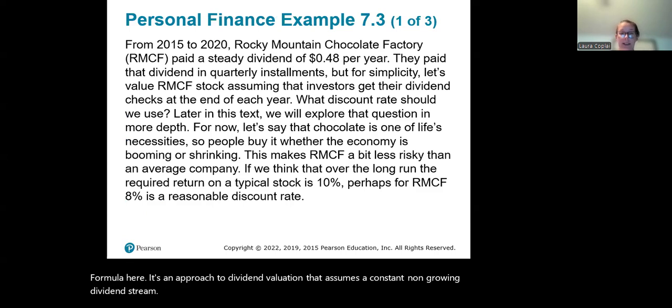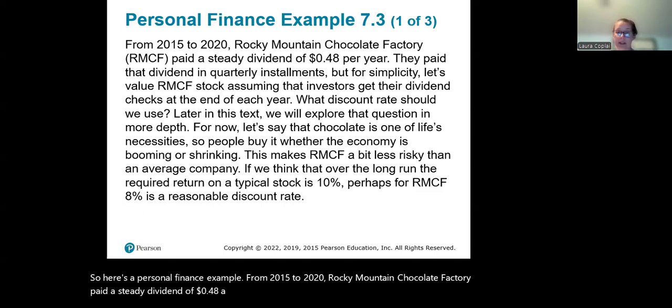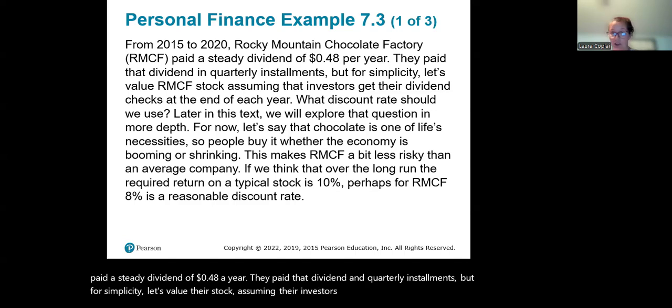So here's a personal finance example. From 2015 to 2020, Rocky Mountain Chocolate Factory paid a steady dividend of 48 cents a year. They paid that dividend in quarterly installments, but for simplicity, let's value their stock, assuming their investors get paid at the end of each year.